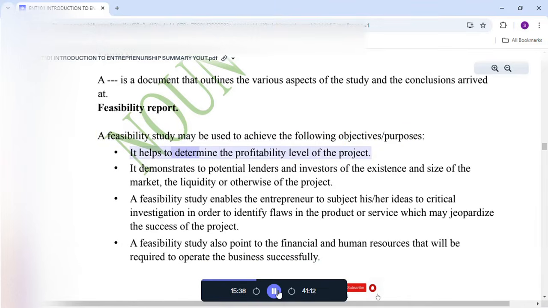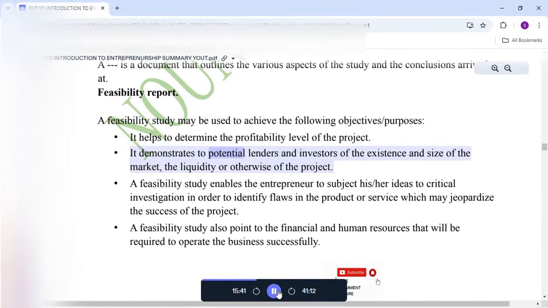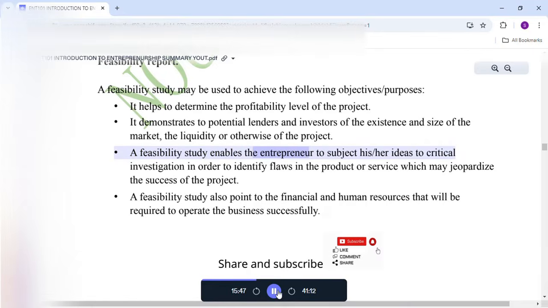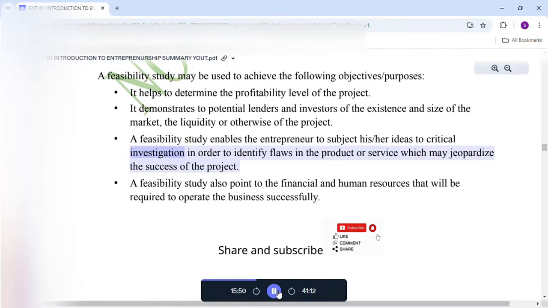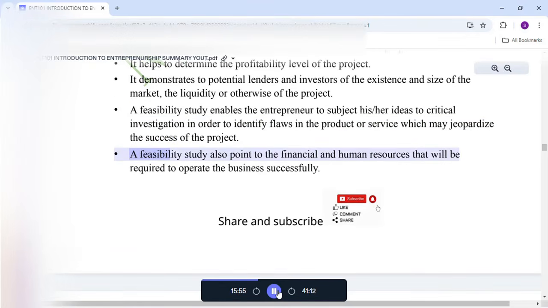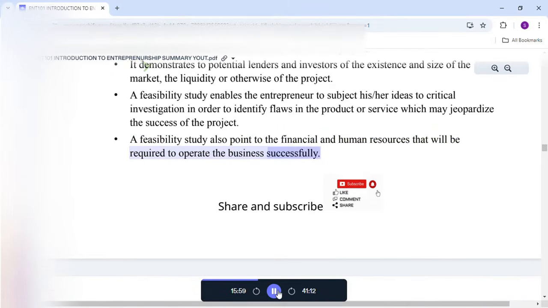It helps to determine the profitability level of the project. It demonstrates to potential lenders and investors the existence and size of the market, the liquidity or otherwise of the project. A feasibility study enables the entrepreneur to subject his/her ideas to critical investigation in order to identify flaws in the product or service which may jeopardize the success of the project. A feasibility study also points to the financial and human resources that will be required to operate the business successfully.